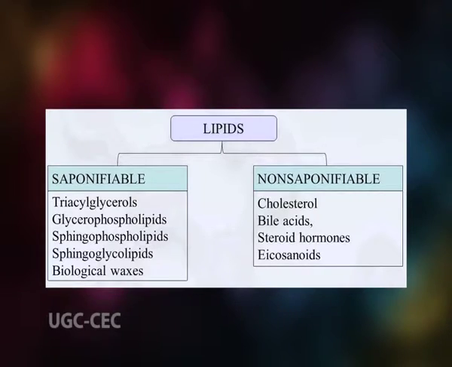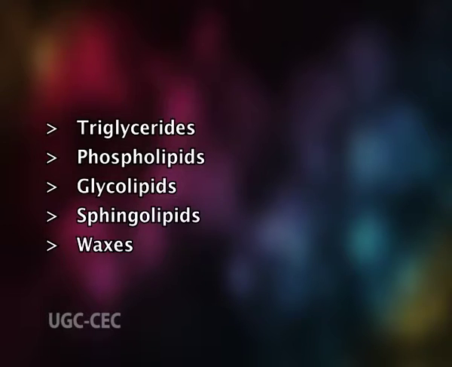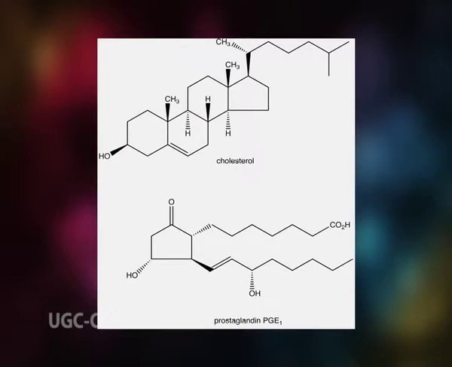Lipids can be divided in two major classes: saponifiable lipids and non-saponifiable lipids. A saponifiable lipid contains one or more ester groups, allowing it to undergo hydrolysis in the presence of an acid, base or enzyme. These include triglycerides, phospholipids, glycolipids, sphingolipids and the waxes. These lipids are known as simple lipids. A non-saponifiable lipid cannot be broken up into smaller molecules by hydrolysis, which include cholesterol and prostaglandins.